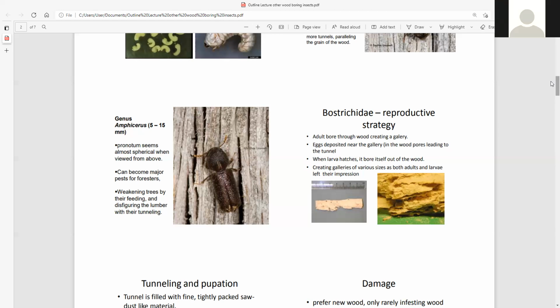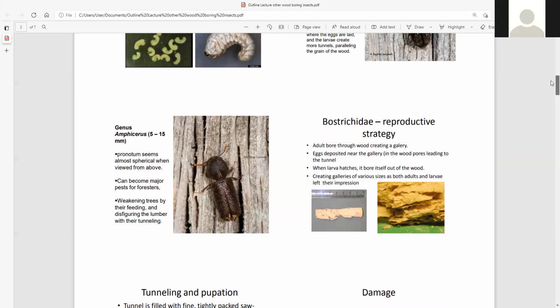Okay, let's look at the next one, Bostrichidae. Oh, sorry, it's the same family. The adults bore through wood, creating a gallery. This is called a gallery. Sama macam anak-anak. But galleries in termites are well kept, well maintained, and they have a very stable temperature, stable humidity.